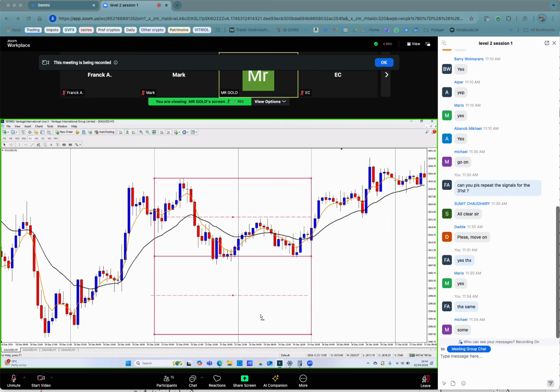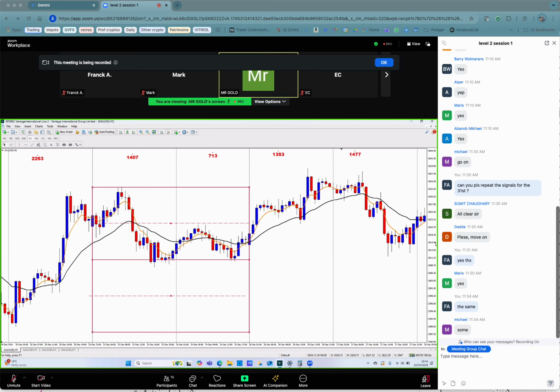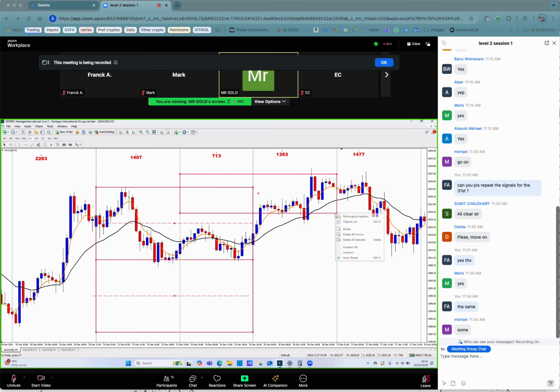Let me zoom in for a bit. And now let's draw the current day's box. So let's get another box, and this time a blue box. Move it across to save time. Change the color.